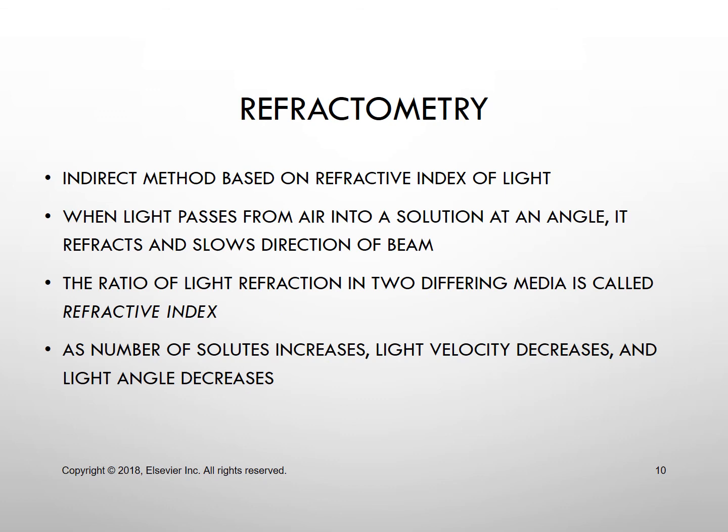So when we're talking about refractometry, this is an indirect measure of specific gravity, and it's based on the refractive index of light, where the light passes from air into a solution at an angle, and then the direction of the beam of light is refracted and its speed is decreased. Here, the ratio of light velocity in two differing media is called the refractive index.